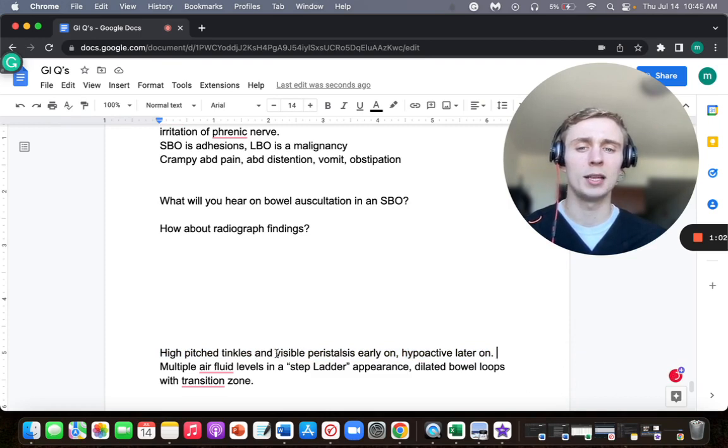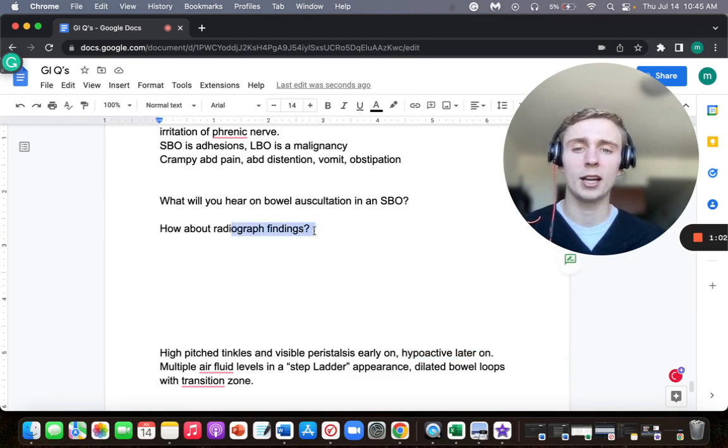So think about why that would be, visible peristalsis early on. If you're having a small bowel obstruction, the bowel naturally is going to try to push past that obstruction. So that's why you're going to see those powerful visible peristaltic movements early on, because your body's just noticing, okay, there's an obstruction, let me try to push through this. And how you hear that is high-pitched tinkles to auscultation. And then later on, it's basically going to give up or not be able to contract anymore, and that's going to be hypoactive.